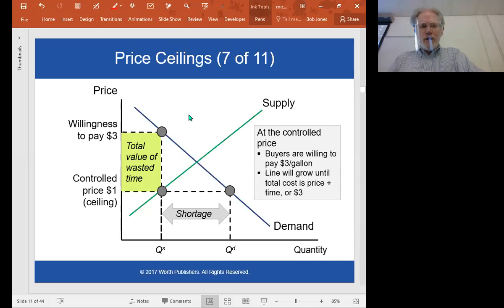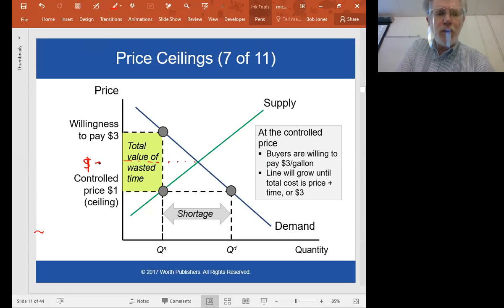Okay, here, let's see. This is again looking at the ceilings. And notice what's been added here. Let's say the equilibrium price would be $2. But apparently the government decided, no, that's too high, so they are imposing a ceiling of $1. It creates the shortage here of that amount.